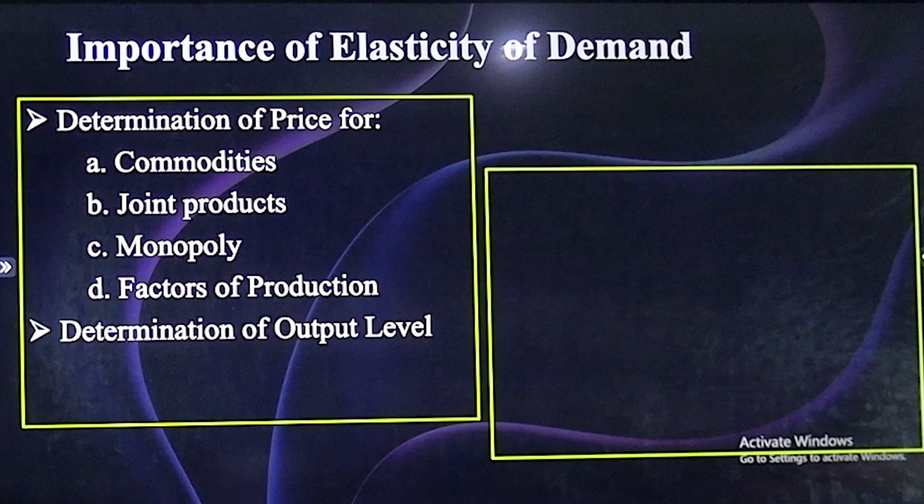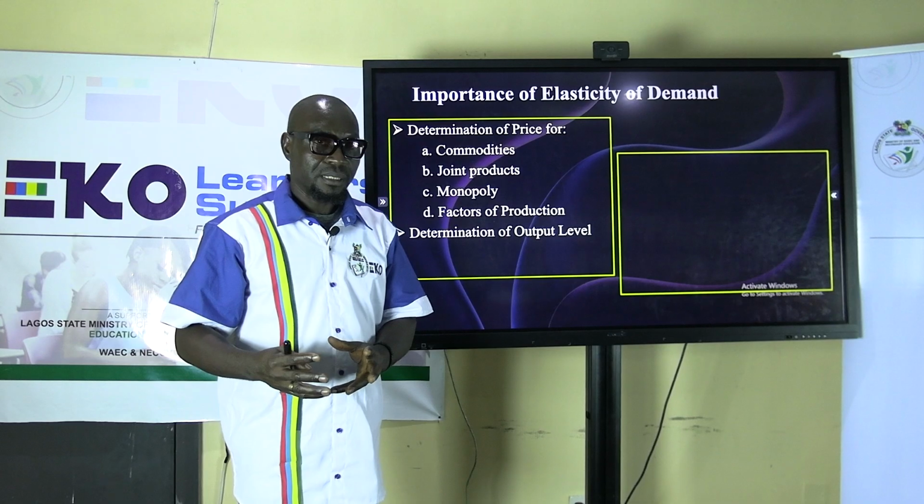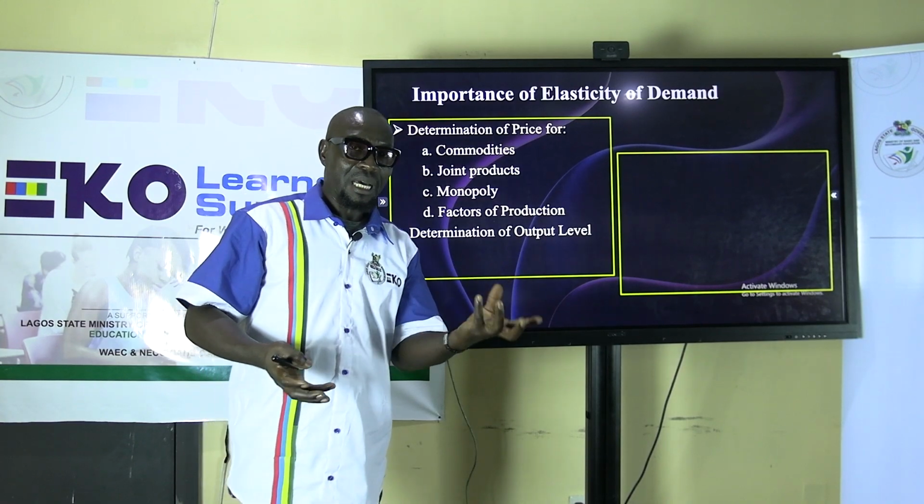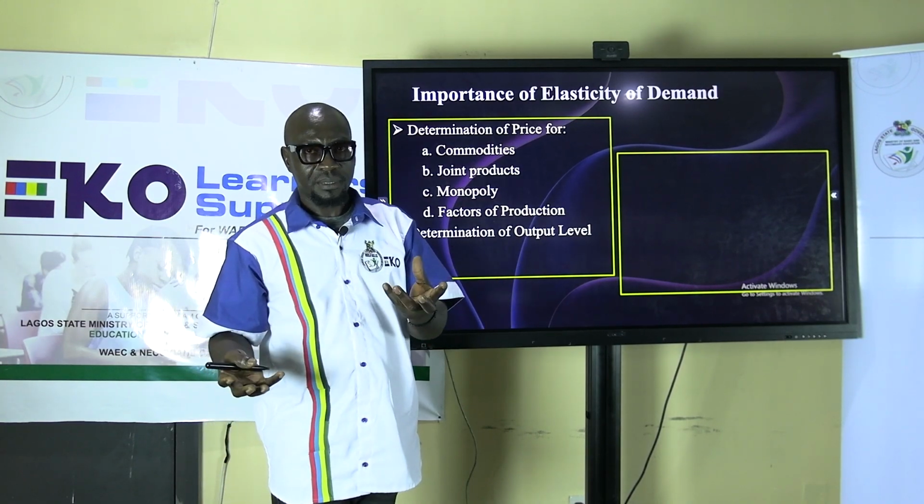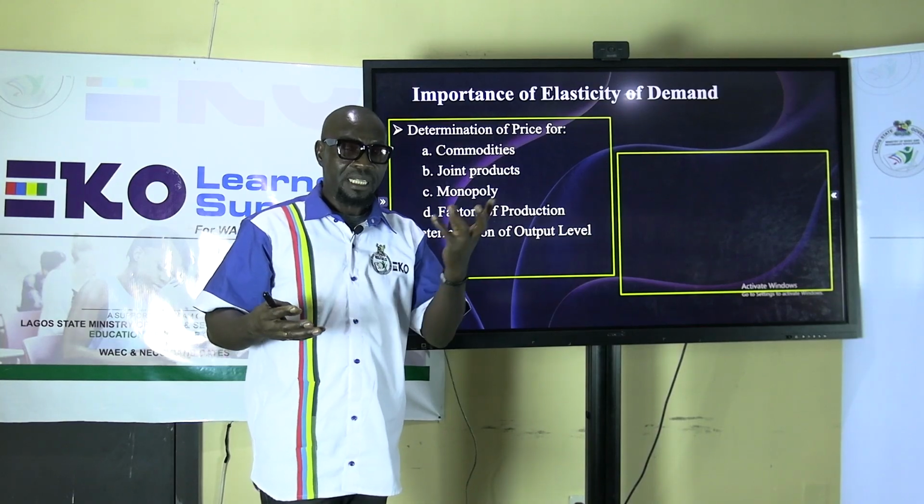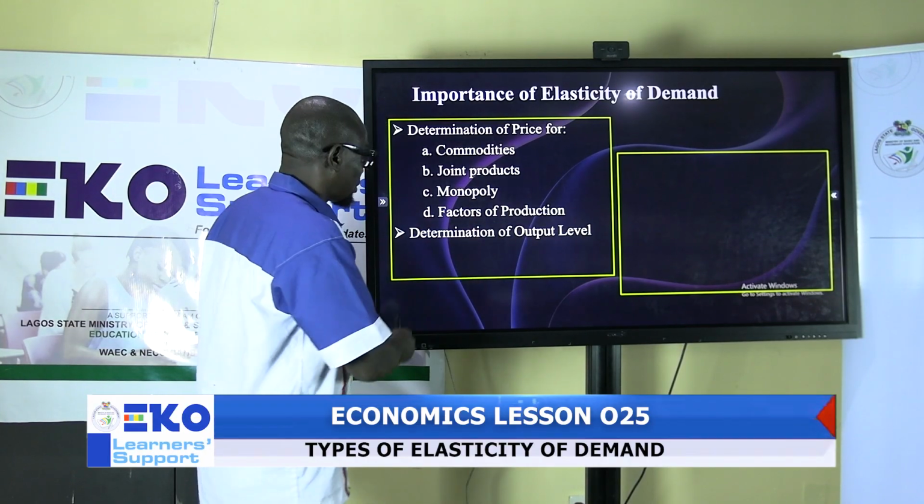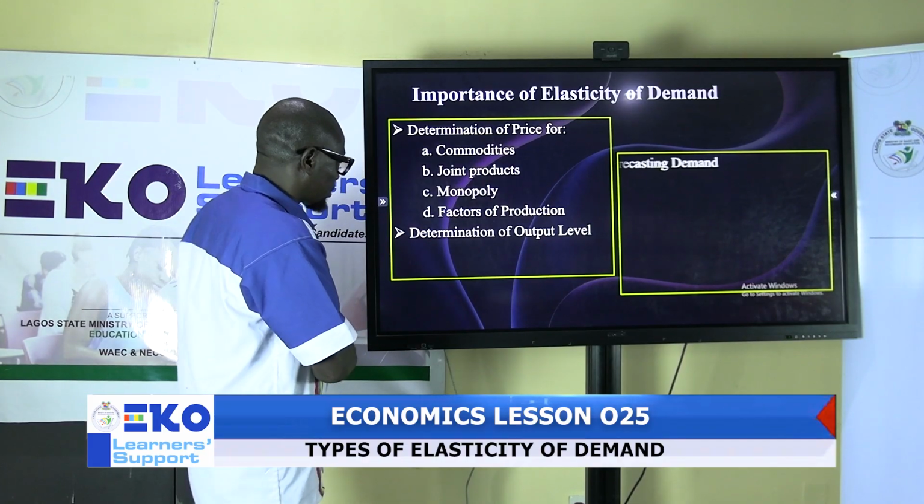Okay, now the next is the determination of output level for producers. The elasticity of demand for a commodity is very crucial to the producer so that they know what quantity of goods they make available to the market, what to produce, okay? Because, of course, demand determines what they sell. In order to meet demand, elasticity determines what happens in the market, and that also informs the output level or production level.